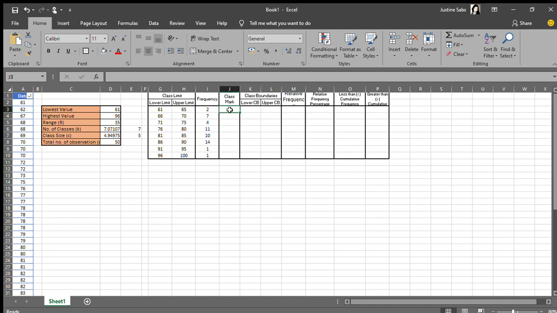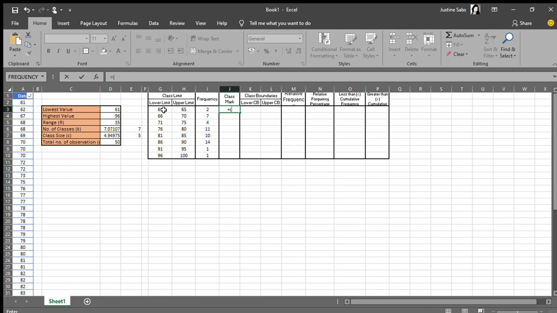Then the class mark is the midpoint of the class. So it's a typical value that describes the specific class interval that we have. So later on, when we go through the topic about the measures of central tendency for grouped data, malalaman natin why do we have to consider a certain typical value for each class interval. So now, to compute for the class mark, we have to get the sum of the lower and upper limit of a specific class interval.